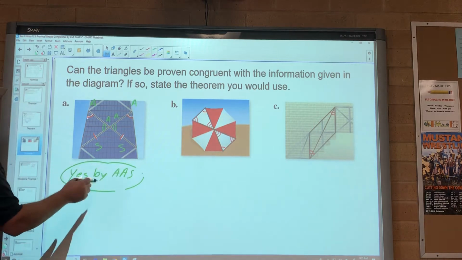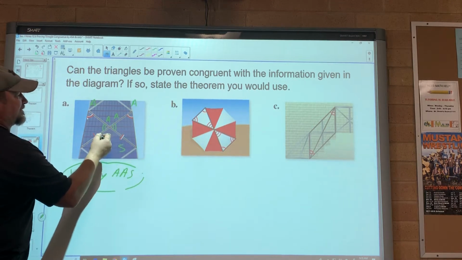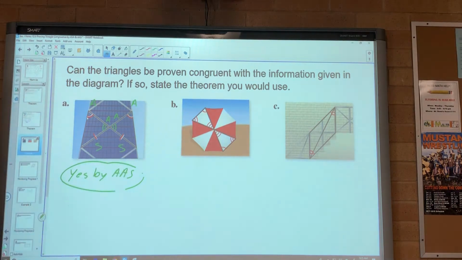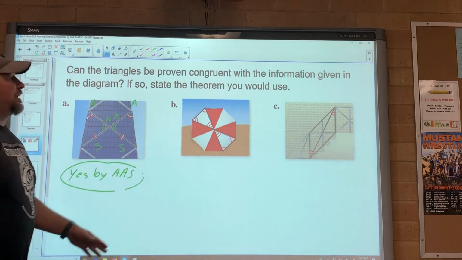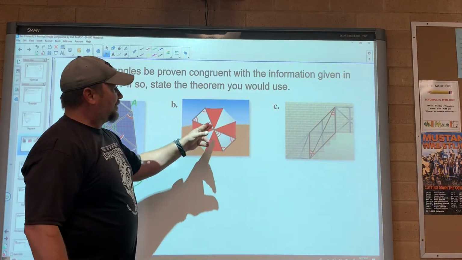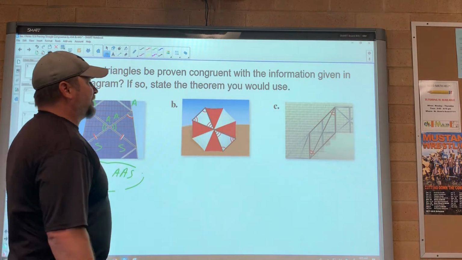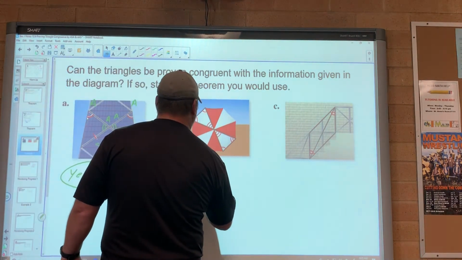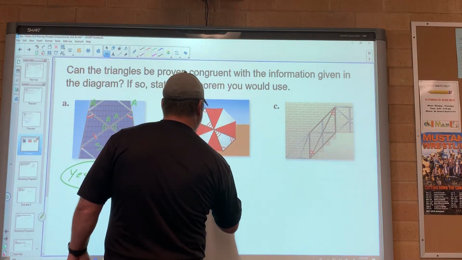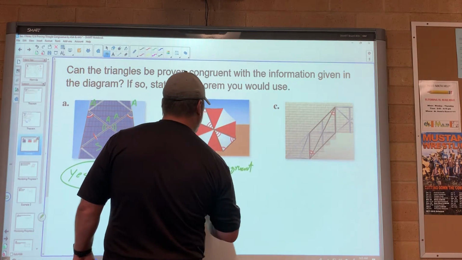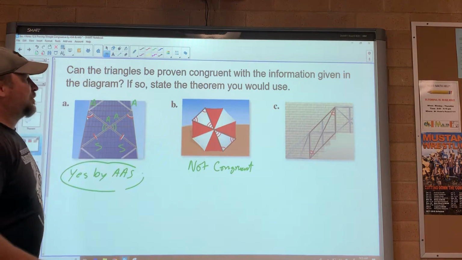Because the correct side is marked with 2 marks and nothing, 2 marks and nothing. I hope that makes sense. That's exactly what I was showing you just a second ago. Okay, this one is just 3 angles marked and 3 angles marked. I cannot mark any other sides. Therefore, we do not know if these are congruent. Not congruent. This one does not work.